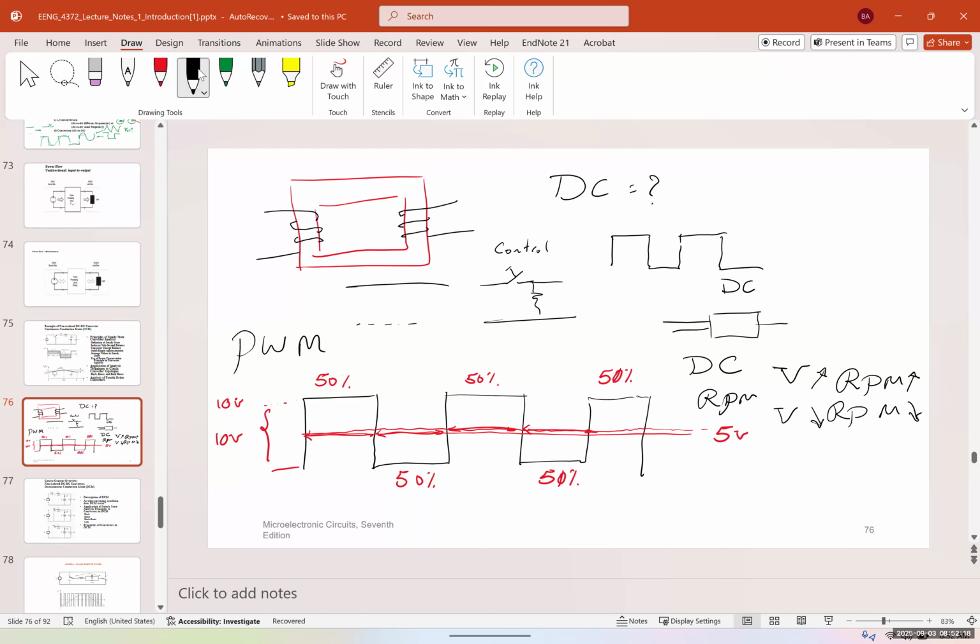How can I take an average from the signal? What type of elements can I use to average this signal? I need something to store energy. Okay. What elements store energy in them? I'm sorry? Battery, perfect, great.